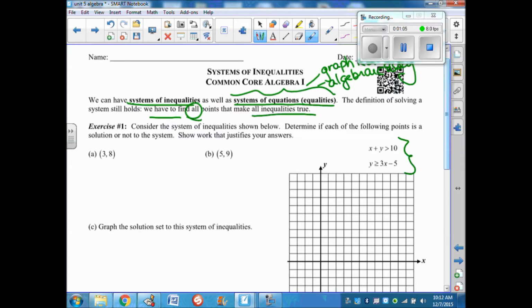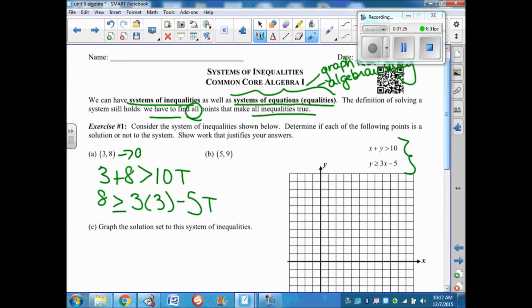So we do the same thing to verify. We would say, is 3 plus 8 greater than 10? And that's true. And then 8 is greater than or equal to 3 times 3 minus 5, which is also true. So this is a solution to that system.